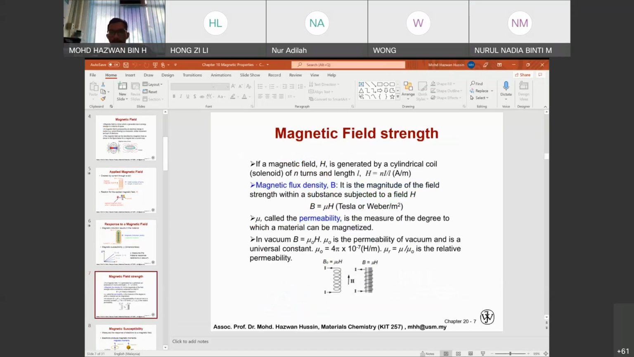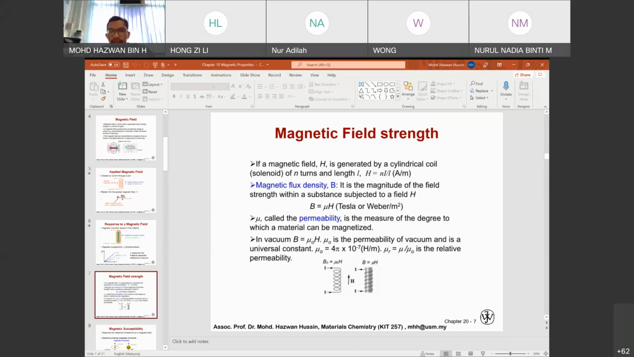Magnetic field strength. If a magnetic field H is generated by a cylindrical coil or solenoid of N turns and length L, we know that the applied magnetic field H is equal to N multiplied by current over the length. Magnetic flux density or induction B is the magnitude of the field strength within a substance subjected to the field H. So B can be calculated as mu multiplied by H, and mu is the so-called permeability.